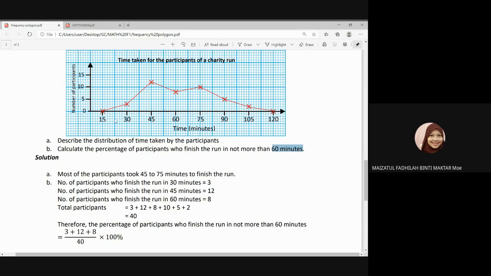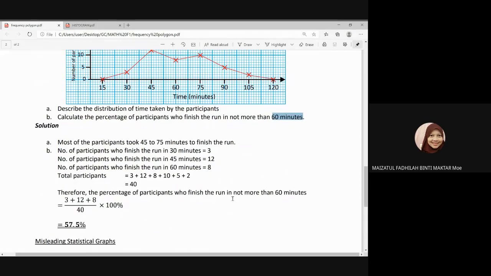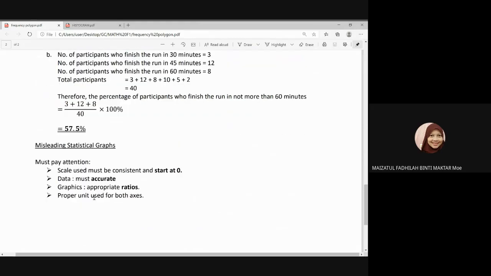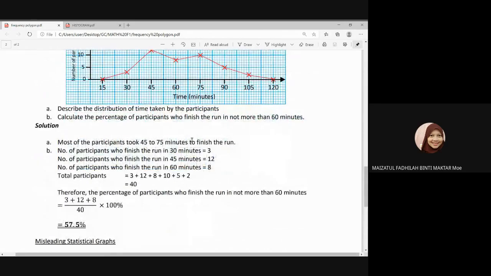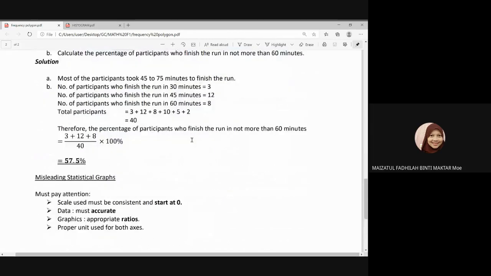Okay, so for the total participants, you just add everything here, you will get 40. So the percentage that ran not more than 60 minutes is 3 plus 12 plus 8 over total participants times 100. So you will get 57.5%. Okay, right. So we have already done the frequency polygon. So I hope you will do the exercise that I gave to you, right?